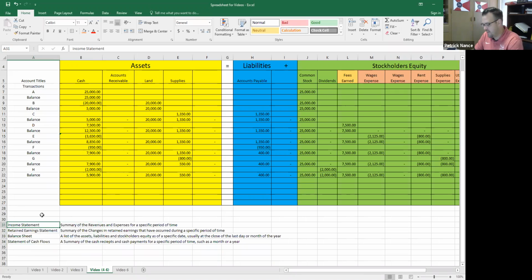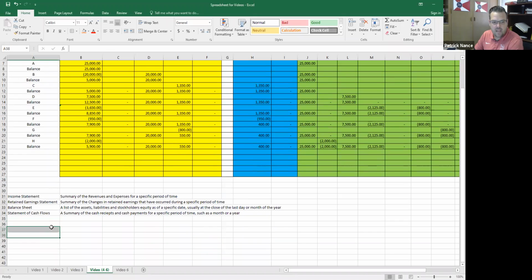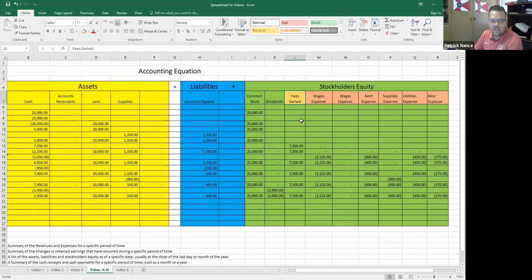The income statement is kind of exactly what it sounds like. It is how much money the company made, how much income they had. So effectively only two things. The income statement only has two types of accounts on it, generally speaking, and that is revenues and expenses. So if you look up here in our columns, basically the income statement is going to contain all of these.